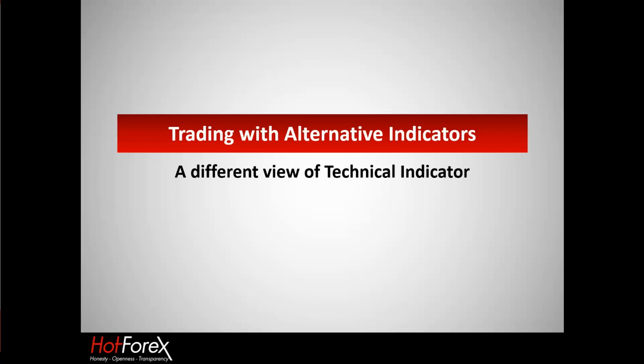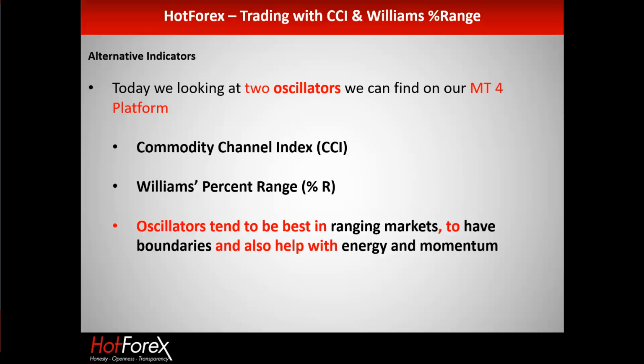Basically, it's just another set of indicators that you can apply to your charts. If they don't seem intuitive to you, try something else. But anyway, CCI and Williams percentage R, they're very easy to find on your MT4 or your MT5 platform. They're in the oscillators bag, so they tend to work best when we've got ranging markets.